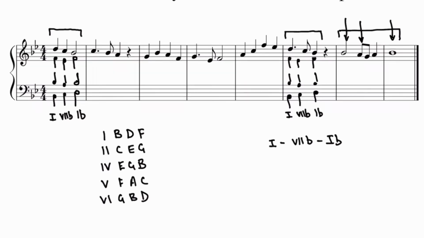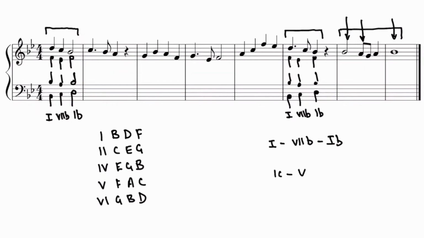So you often see 1C, 5, 1 at the end of pieces. You might see 1C, 5 going to 6. So this is going to be an interrupted cadence, right? Or you might just see 1C to 5, right? That would be an imperfect cadence. But you only see 1C really at cadences.